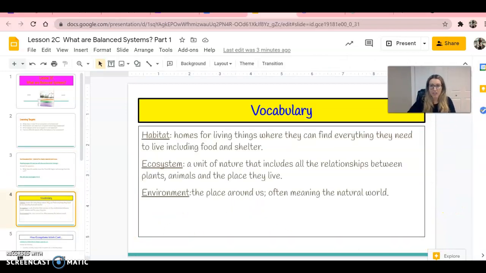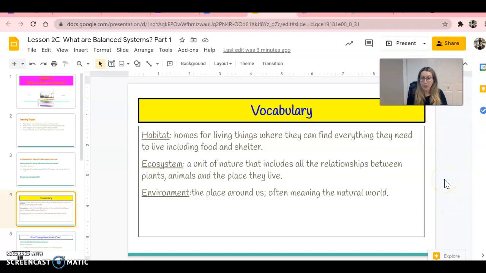Here we have some vocabulary terms. I would really recommend writing these down in your journal wherever you keep your list of vocabulary terms, because this is going to be very helpful for you as you're studying when it comes time to do either the final project or our final assessment. So we have the terms habitat, ecosystem, and environment. A habitat is a home for living things where they can find everything they need to live, including food and shelter. An ecosystem is a unit of nature that includes all the relationships between plants, animals, and the place they live. And an environment is the place around us, often meaning the natural world.